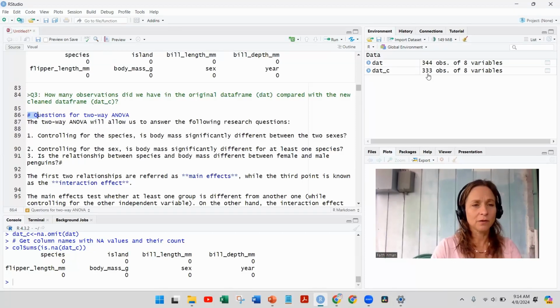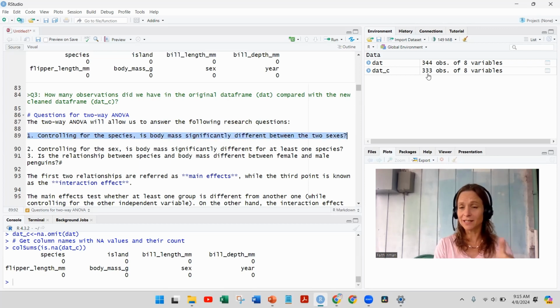Okay, questions for Two Way ANOVA. The Two Way ANOVA will allow us to answer the following research questions. 1, controlling for the species, is body mass significantly different between the two sexes? That's the first question we can ask. After controlling for species, we take that into account, kind of remove that variance and say, is body mass significantly different between the two sexes?